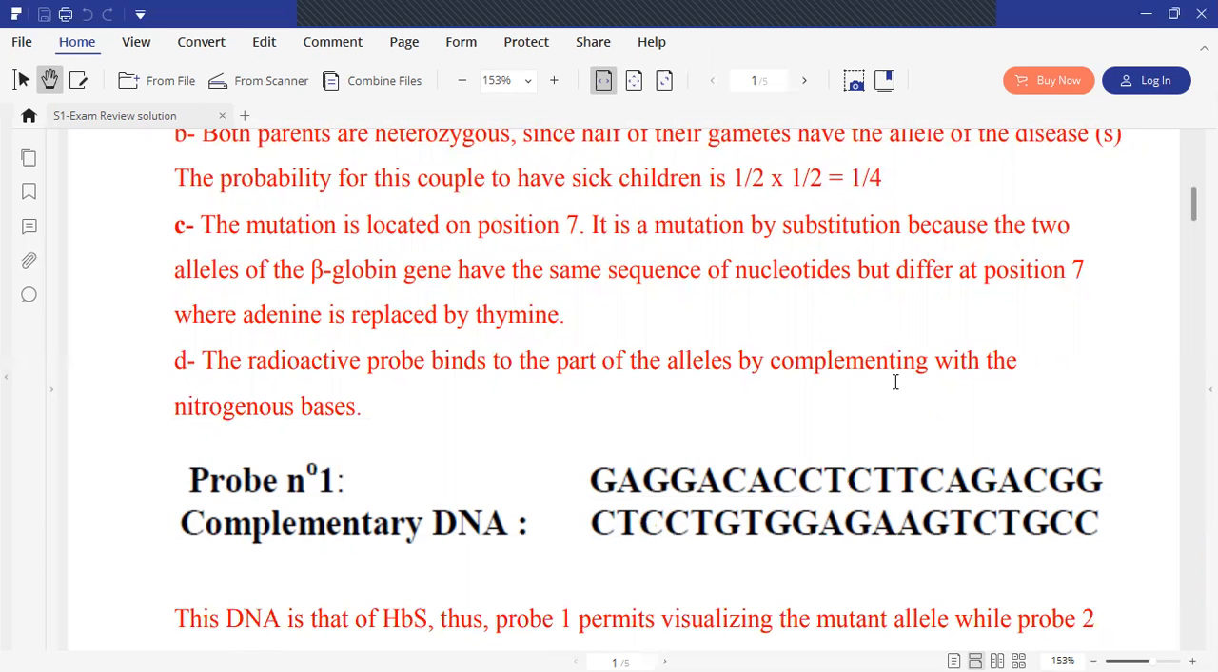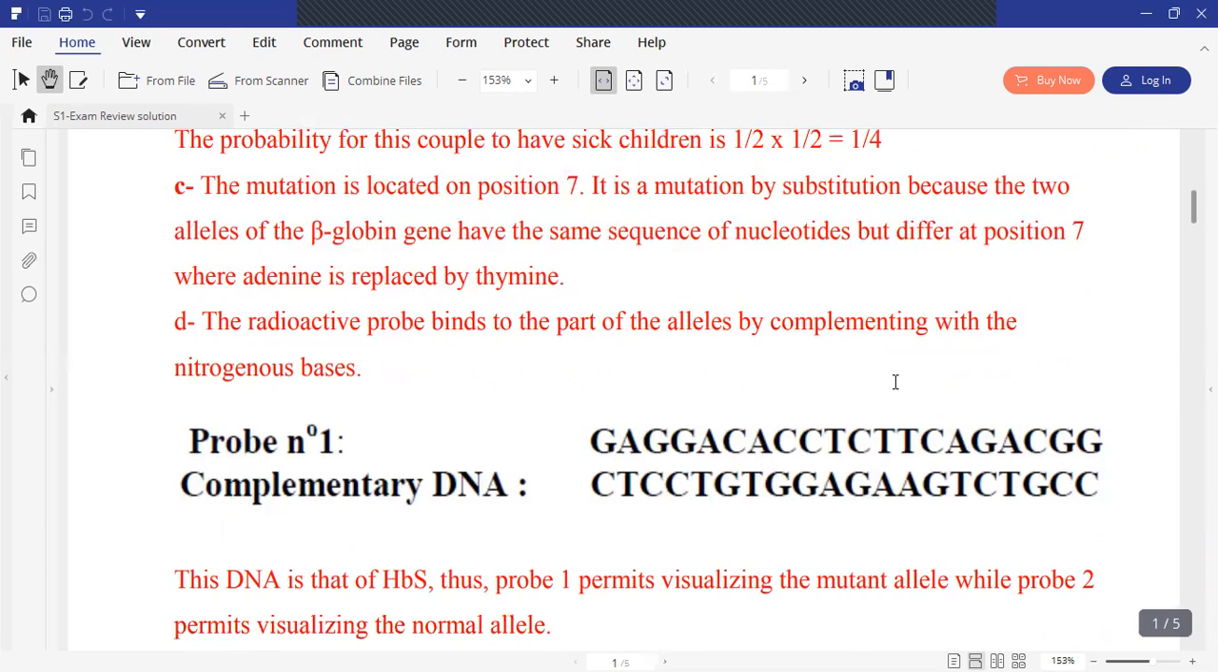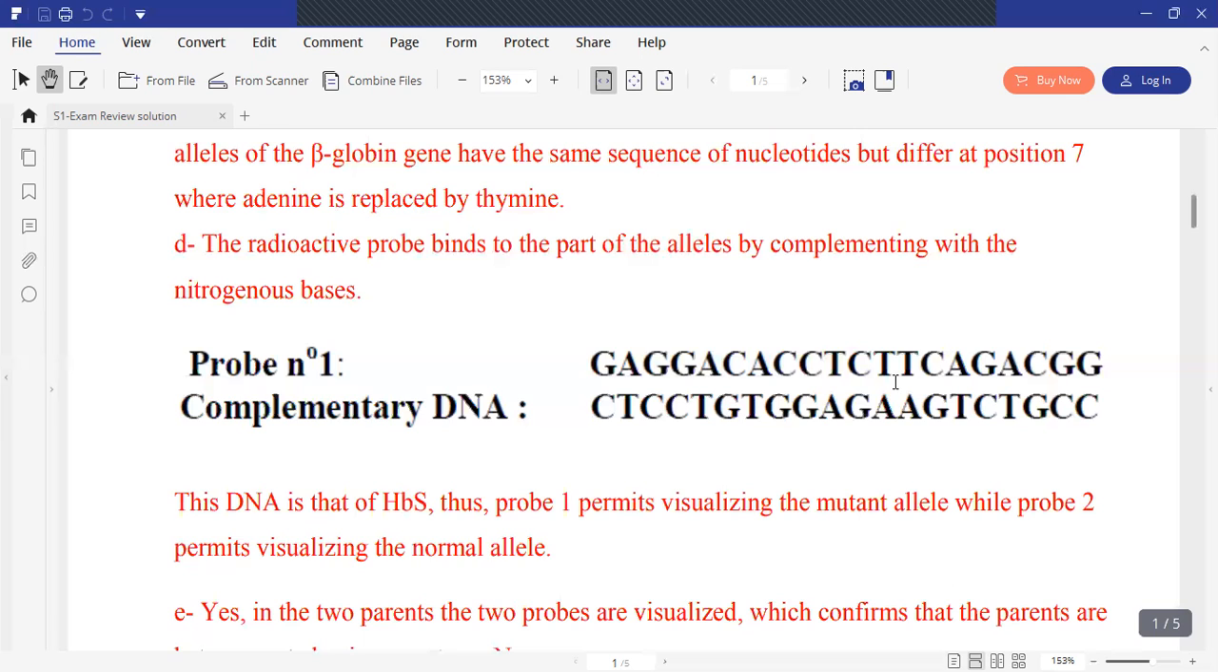GHC, and AHC, and so on. This complementary DNA is the same as that of the HbS. Thus, probe 1 permits us to find the mutant, while probe 2 is for the normal.